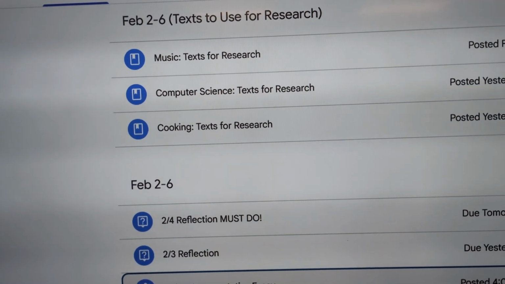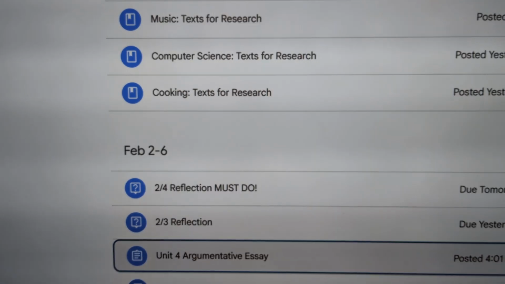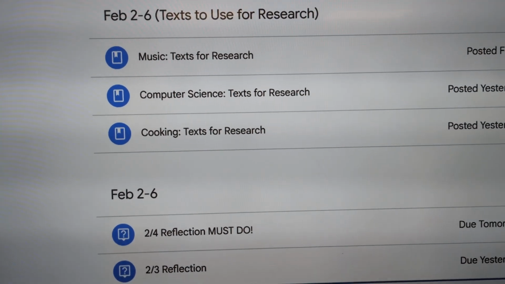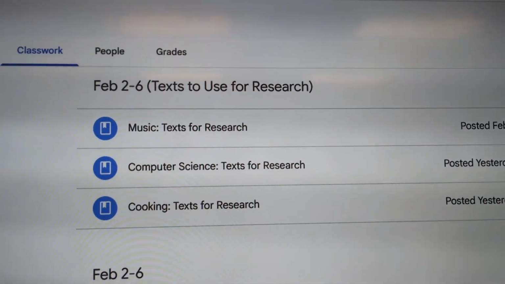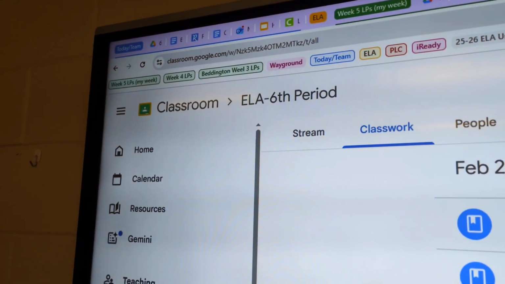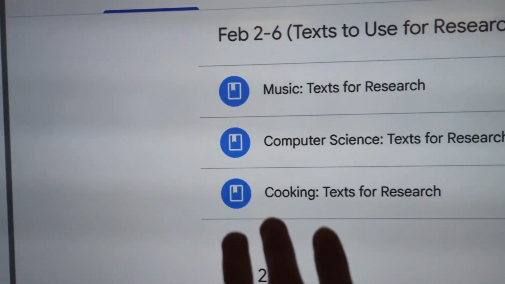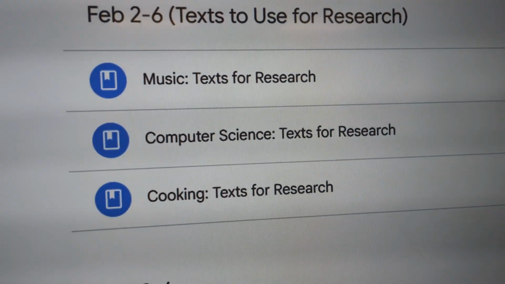For today's lesson, I didn't have a slides presentation because I didn't feel like it was extremely necessary. Here's what I did show them on the board though. So this is a Google Classroom. It is just like the kids would see it.